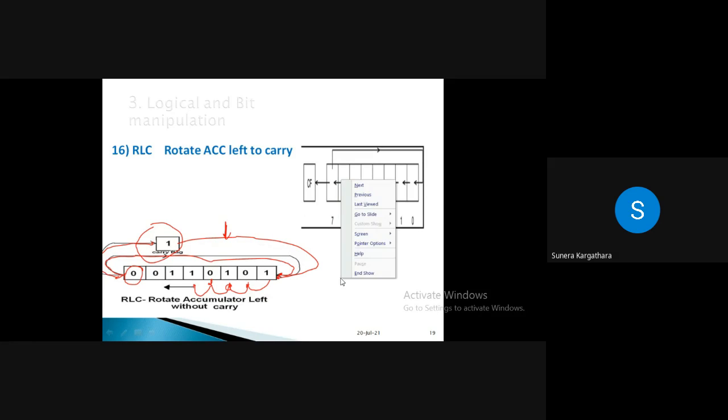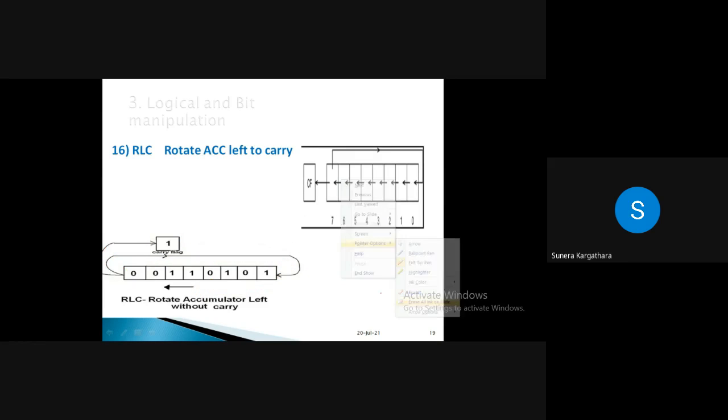Again, I am repeating. Suppose you are rotating without carry left side, how will it take place? This is your most significant bit, D7 bit. So your D7 bit will go to the carry bit as well as your D0 bit. Your D0 bit will go to D1, D2, D3. That's why the content of the accumulator will be shifted towards left by 1 position.